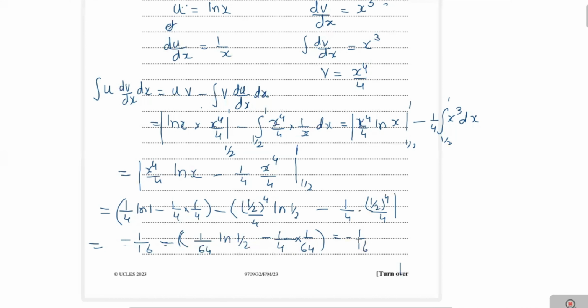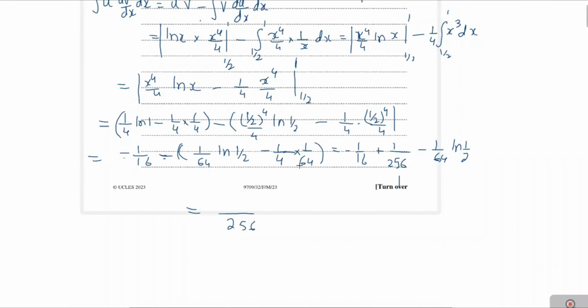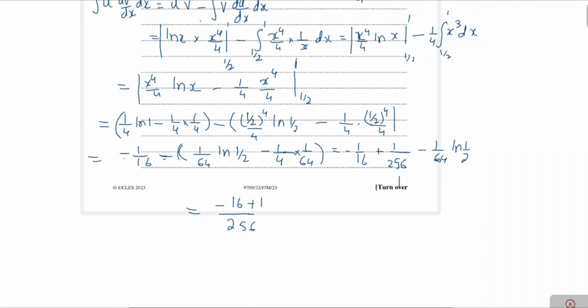Now we can write this value as minus 1 over 16. Now you see here, minus minus plus 1 over 256, minus 1 over 64 ln 1 over 2. You can write it as minus 16 plus 1 over 256, and minus 1 over 64 ln 1 over 2. You can write ln 1 over 2 as ln 2 power minus 1.